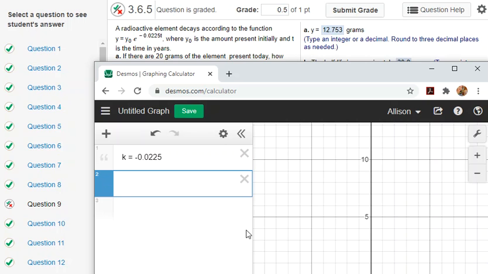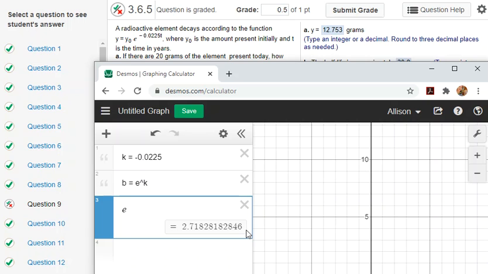And I remember that if I wanted to go between the growth factor and the continuous growth rate, I would use b equals e to the k. That e was not supposed to be capital. There we go. e to the k. And e is just a number.